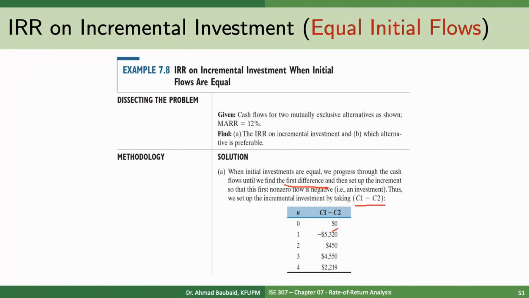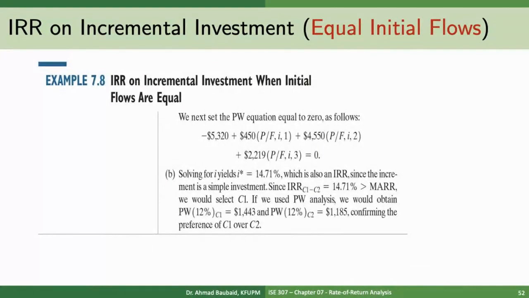So the first one is 0, we know that. The second one, I engineered it to be negative. And then the rest I got positive values. And I got a nice simple investment. Now what do I do? I proceed as before. It doesn't change anything from here to the end of the solution. So I set the present worth equal to 0, I find the present worth, and then I solve for I, or I star. I get this value here. You can use trial and error, you can use software, however you do it, you get 14.71%.